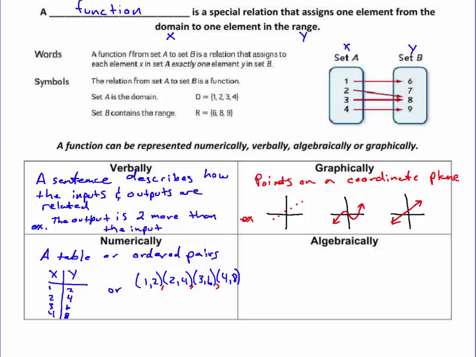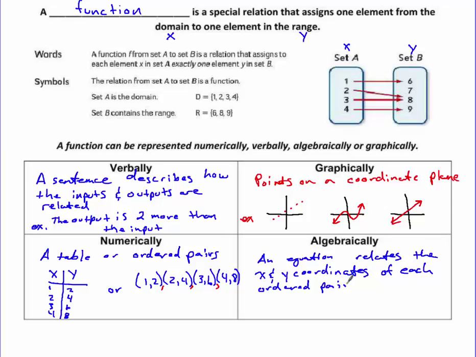And the last way you might see a function represented is algebraically. An equation relates the x and y coordinates of each ordered pair. And this is probably the way you're most used to seeing it. You might see, quick example, y equals x plus 1. That's an algebraic representation of an equation where the relationship between the inputs and the outputs is that the output is 1 more than the input. And we could graph that into a line like this, and we could make it into a table or a list of points like this.